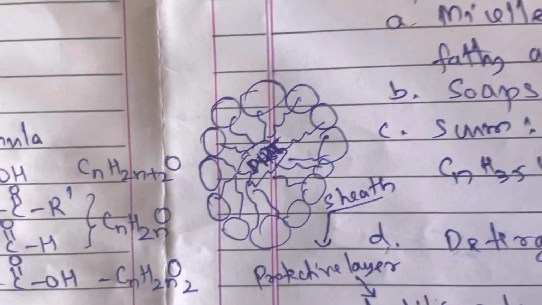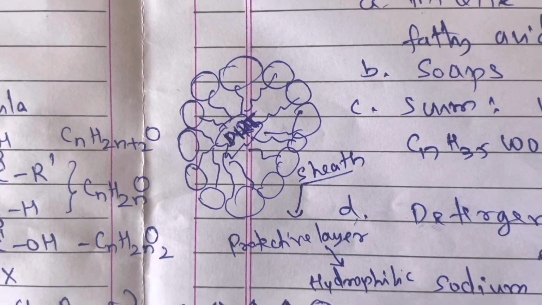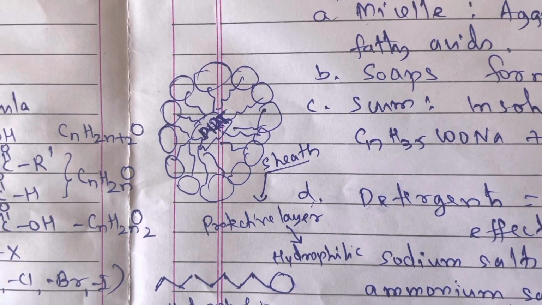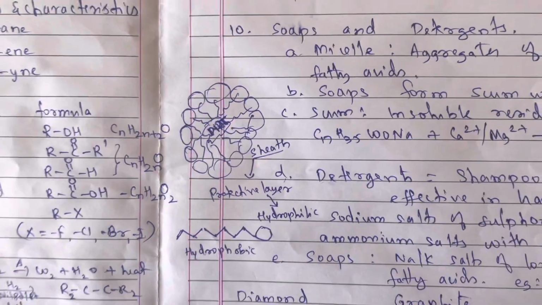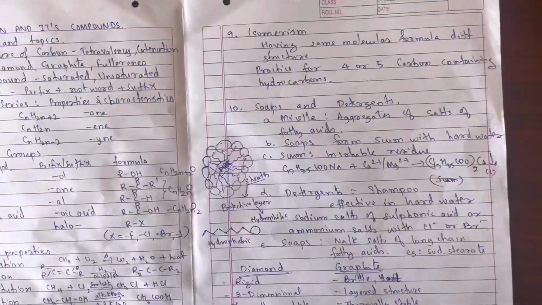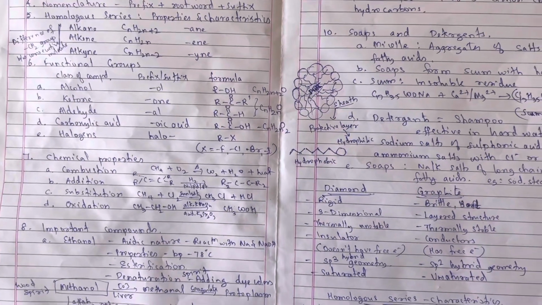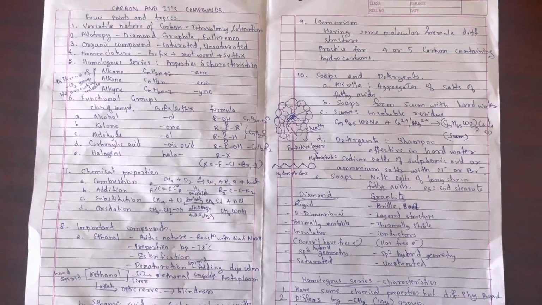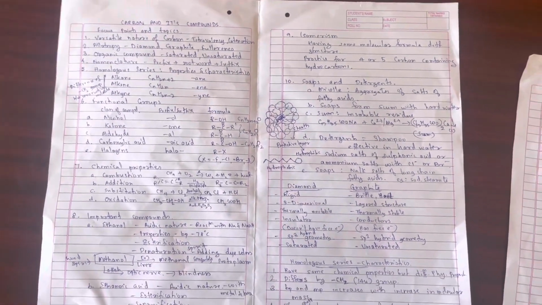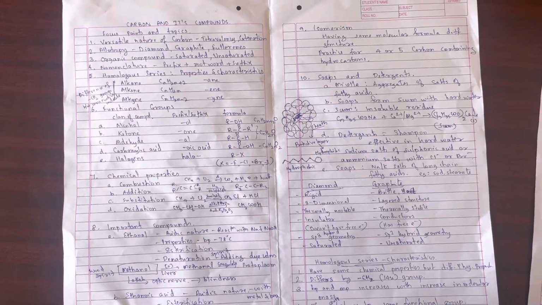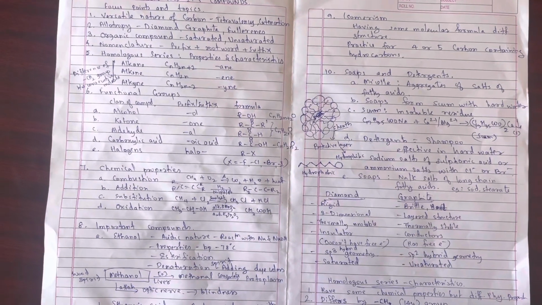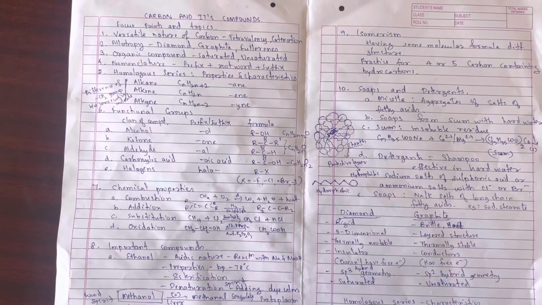The structure writing you should also know. The hydrophilic part makes the outer protective layer, which is called a sheath, and the hydrophobic part goes to the inner layer and attacks the stain or dirt present in the substance. So this covers the whole chapter, the carbon compounds. And lastly, another important part of this chapter is the boxes given in the textbook. Those yellow or orange colored boxes, go through them and solve all the in-text questions given in the textbook, and then be thorough with the subject.